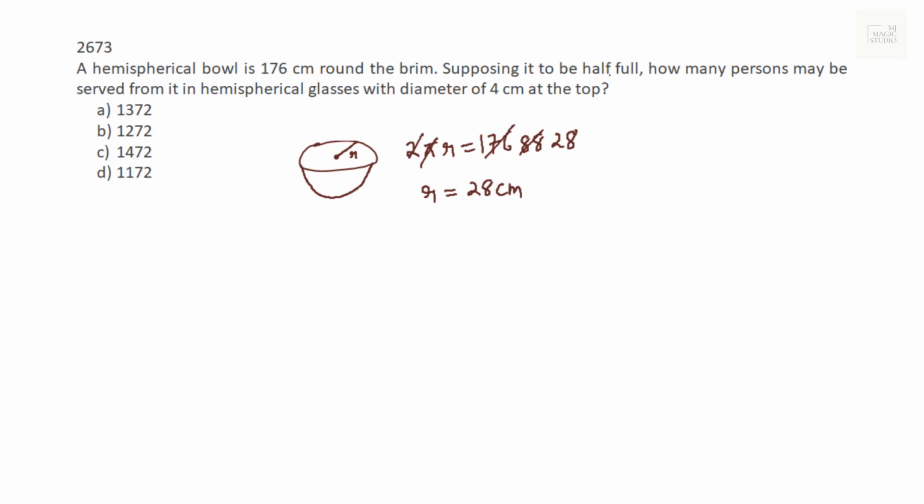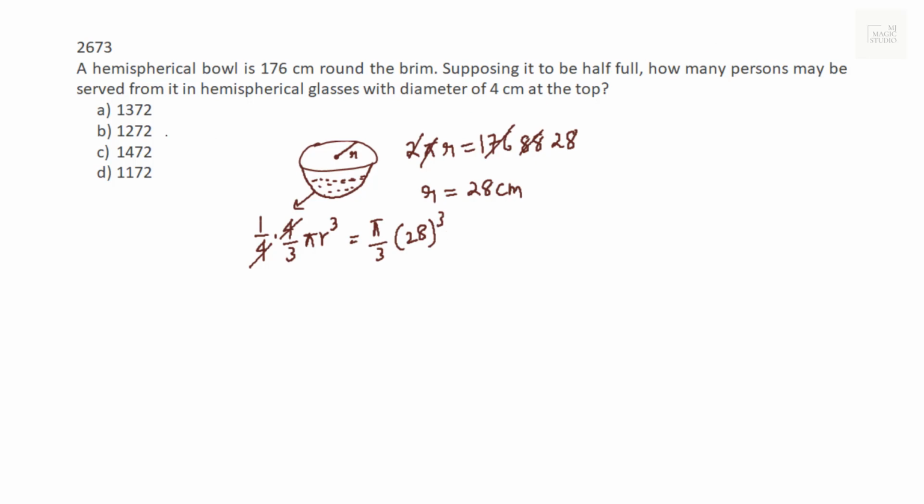Supposing it to be half full. Now volume of a half sphere would be like 1/2 of the full sphere. Full sphere is 4 by 3 pi r cube. That means the volume of liquid in this half filled hemisphere is pi by 3 into 28 cube.